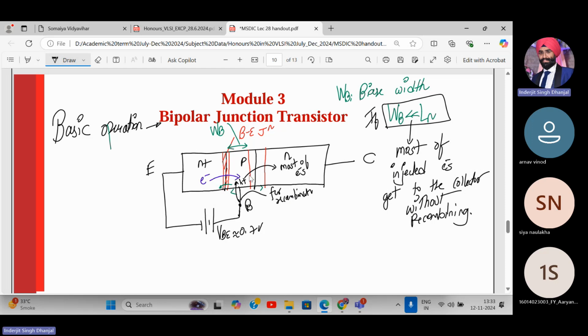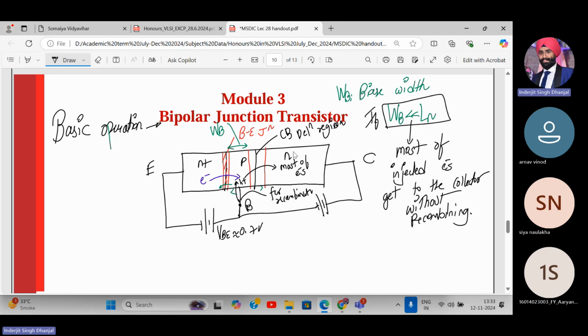Now, the electrons reaching the collector are accelerated towards the collector base depletion region. Why are they accelerated? Because there the depletion region width is very large. So the electric field in that region is very large because it is reverse biased, right? Because we reverse bias this junction, and the reverse bias voltage is very large. So this field is very large. So whatever electrons are coming into the base are pushed away to the collector region.